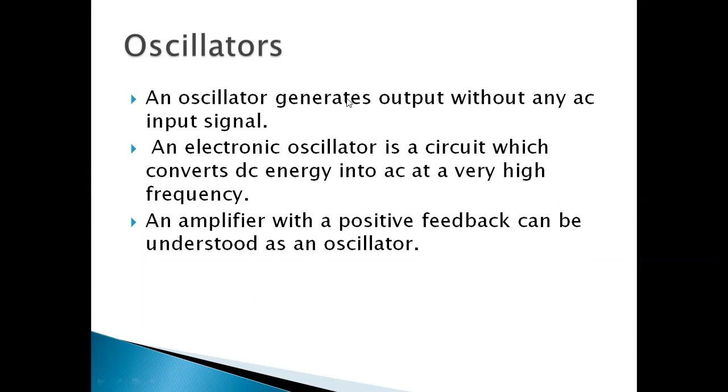In order to generate the oscillations, the oscillator uses some positive feedback. Normally we know the amplifier uses some negative feedback, that means in the feedback amplifier, whereas the oscillator uses some positive feedback in order to generate the oscillations.